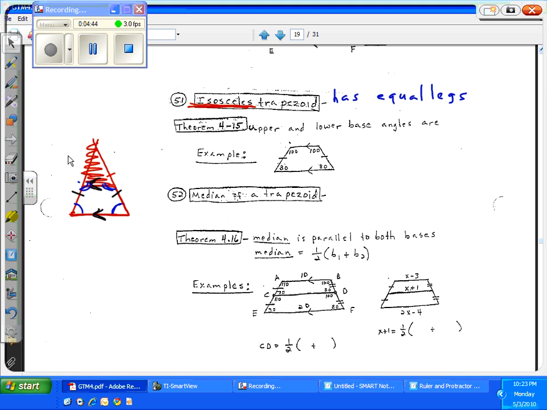So we can see that in an isosceles trapezoid, the upper base angles are equal and the lower base angles are equal. In an isosceles trapezoid, the upper and lower base angles are equal. Upper base angles equal. Lower base angles are equal.